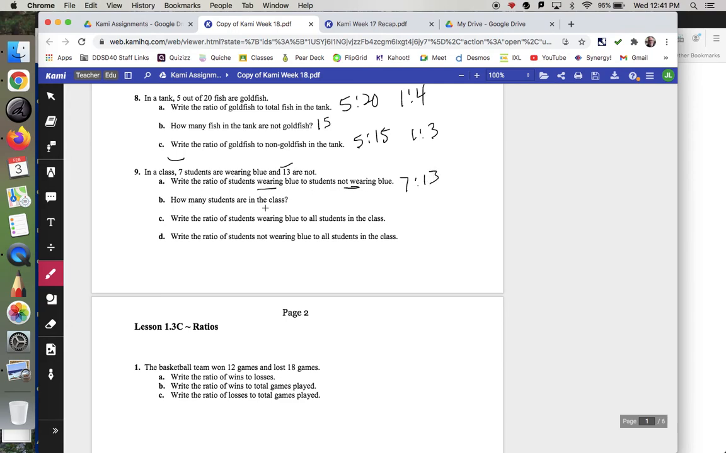How many students were in class? If we add those together, we get 20. And what is the ratio of students wearing blue? So I know that's 7 to all the students, so that's 20. Write the ratio of students not wearing blue, which I know is 13, to all students, which is 20. And neither of those two can be simplified.